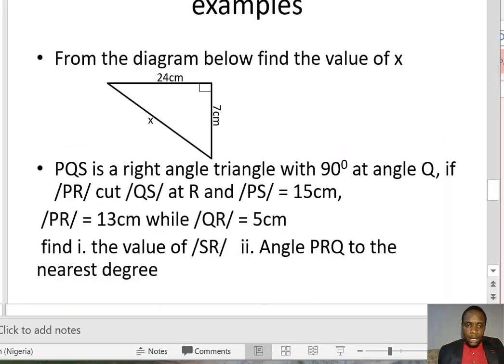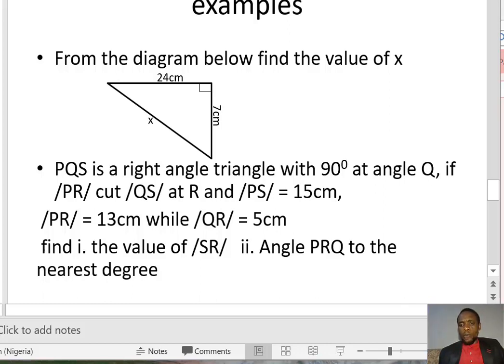Let's look at this second question. PQS is a right angle triangle with 90 degrees at Q. If PR cuts QS at R, and PS is 15 centimeters, PR is 13 centimeters, and QR is 5 centimeters, find the value of SR. These are questions that are common in essay, in our SSC questions.